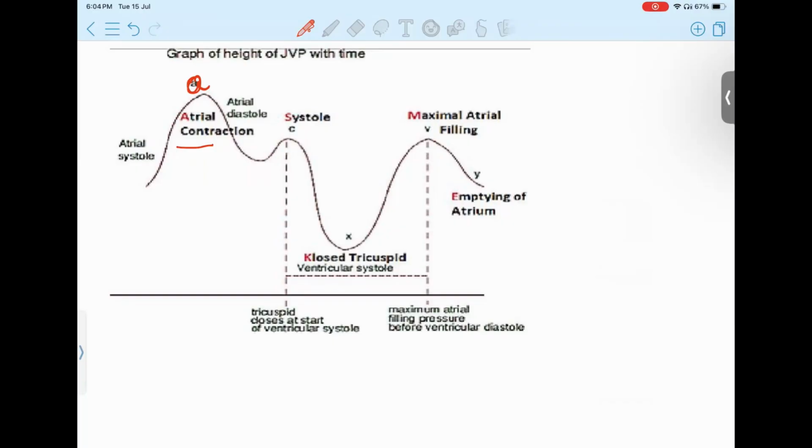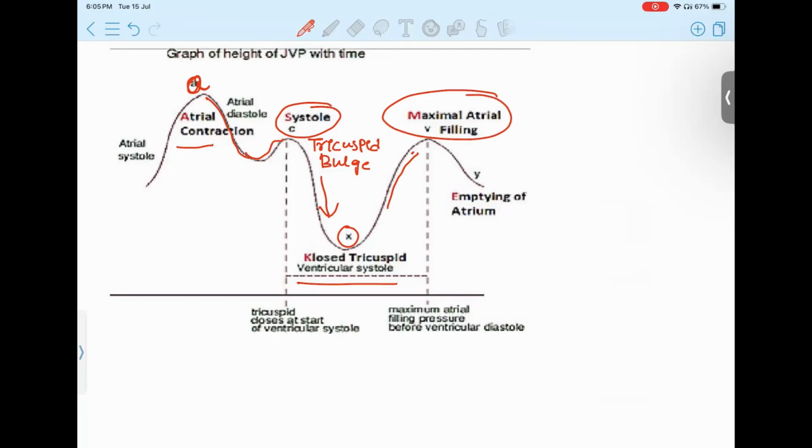After that, the atria go into the relaxing stage, so again a small descent will be seen. The small rise here is due to the tricuspid bulging into the atria. So the C wave, the small wave, is due to the tricuspid bulge. Again the pathway descends downward. That is known as the X descent, due to ventricular systole, because the atria are in the relaxed state only. Again the pressure increases due to the maximum atrial filling. That is known as your V wave. And the Y descent is for the emptying of the atria.